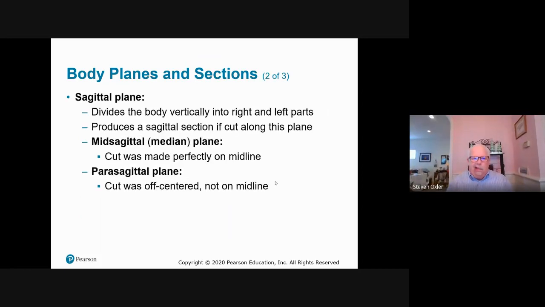Sagittal plane. The sagittal plane divides the body vertically into right and left parts. Here's a way to remember the word sagittal. Go into the word. Go between the 2 T's. Take this part and go to the left. Take this part and go to the right. You have now divided that word into right and left parts. So when we say the word sagittal, it's now right and left parts. Don't worry about these other words. We don't use these words. We use this word, the sagittal plane.